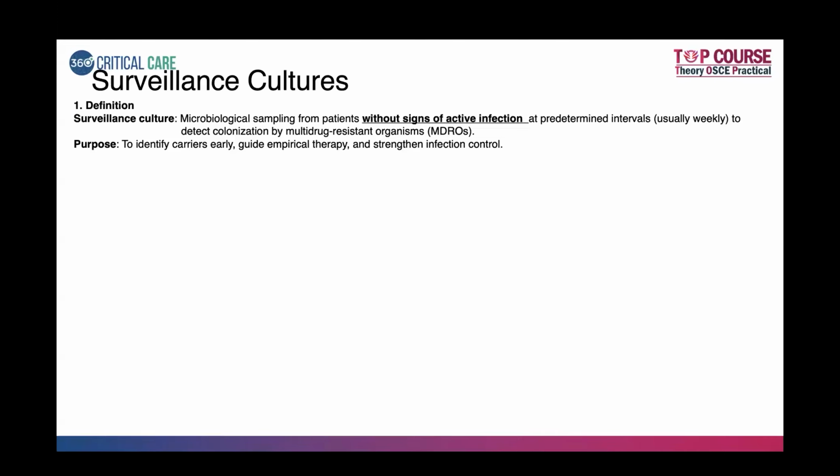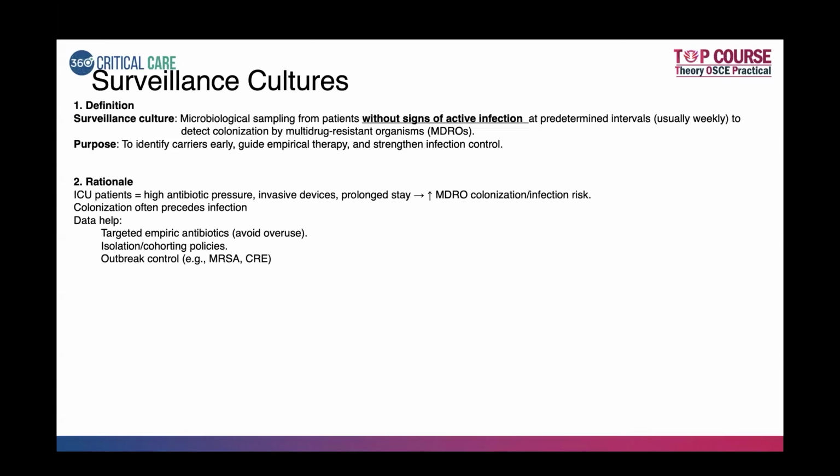So surveillance culture is defined as microbiological sampling from patients without signs of active infection at predetermined intervals, usually weekly, to detect colonization by multi-drug resistant organisms. So that is what surveillance cultures mean. The purpose is to identify carriers early, guide empirical therapy, and strengthen infection control.